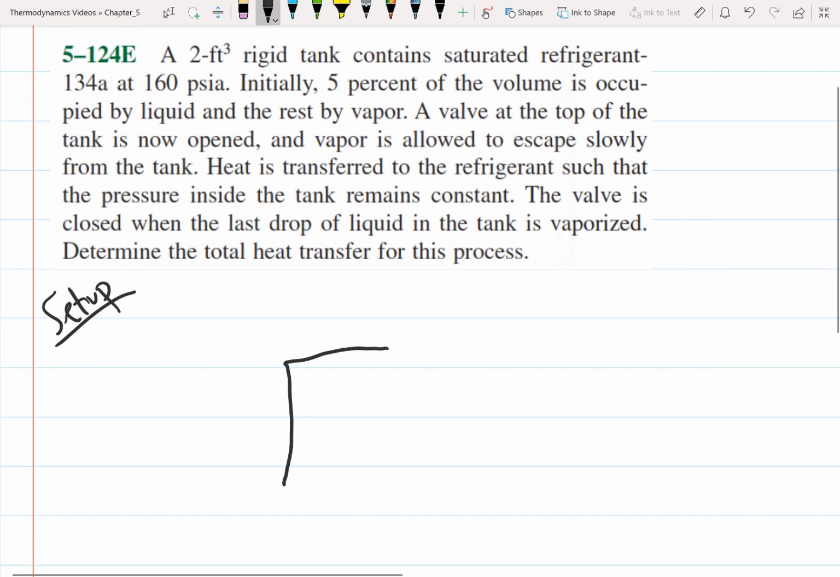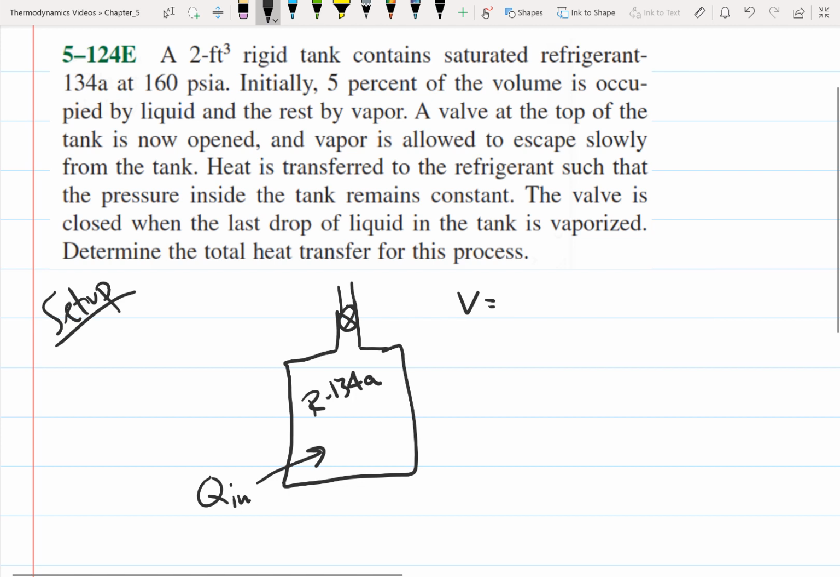So, problem setup. We have this tank, and I'm just going to put that it's connected to this valve, and this has refrigerant, and we know that there's going to be some heat in. It says that it's a 2-foot cubic tank, so the volume is equal to 2 feet cubed, and since it's rigid, that means the volume doesn't change, although we do have a mixture of liquid and vapor, so there's going to be different volumes of the liquid and the vapor in the tank.